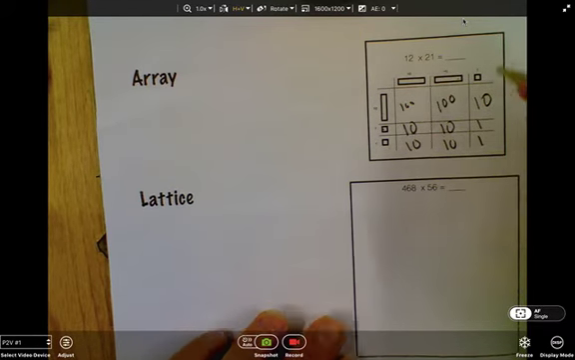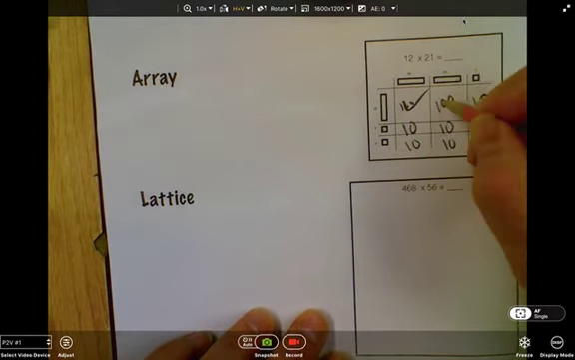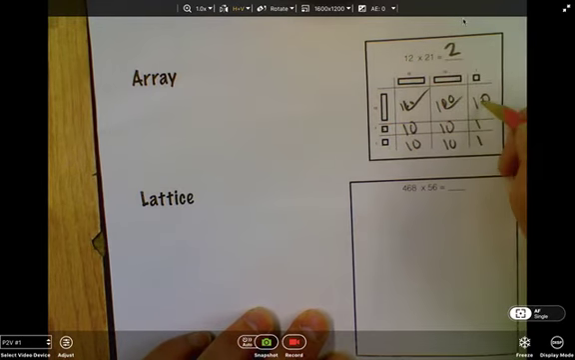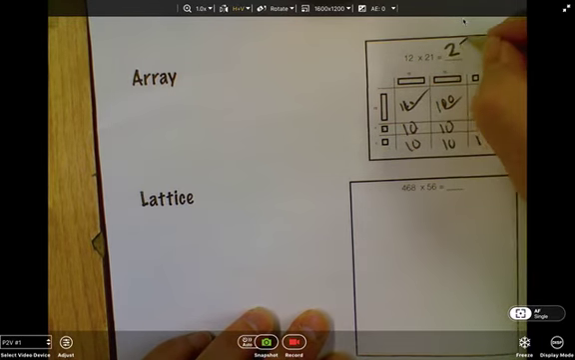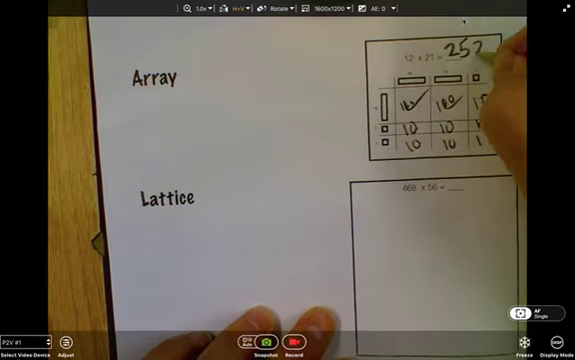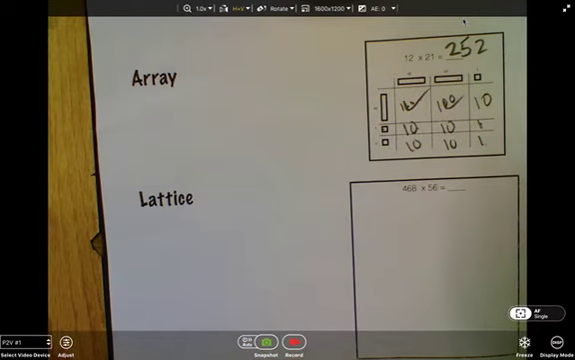And then you add it all together. When I add it all together, I've got 2 hundreds. And I've got 5 tens. And finally 2 ones, so 252. That's another way of doing it. There will be one array question on the test.